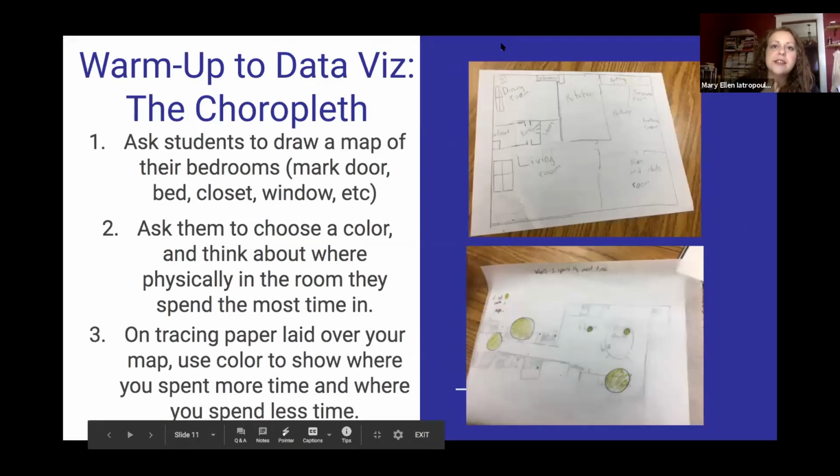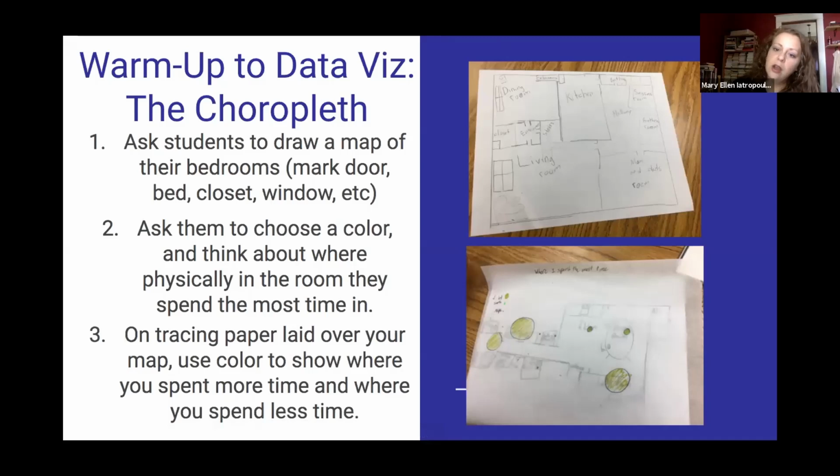So a choropleth is literally just a map that indicates information using color or some kind of color gradient. So a way to use this as a warm-up is to ask students to draw a map of their bedrooms or their house, ask them to choose a color, and then ask them to use that color to indicate where they spend the most time. So they would start thinking about their pathways on a daily basis through a room. They would start using colors or shapes to visually represent to someone who's reading it, where do I spend my most time? Now that's a pretty basic choropleth.